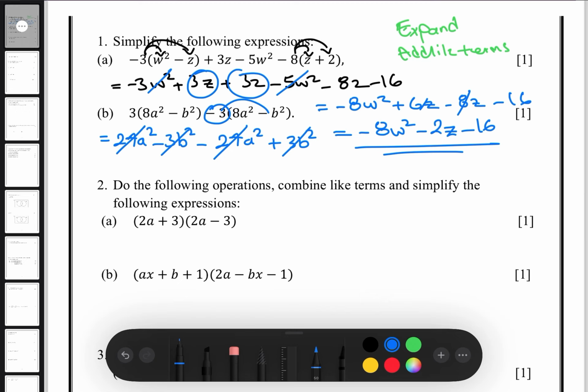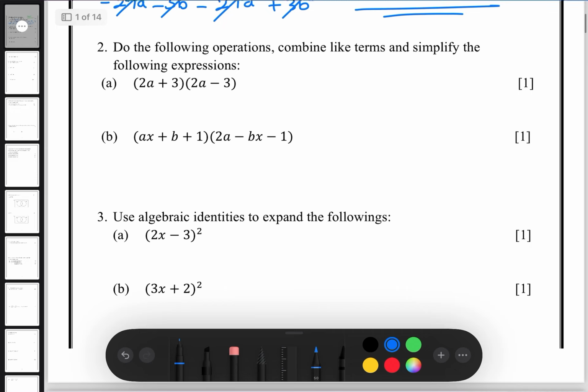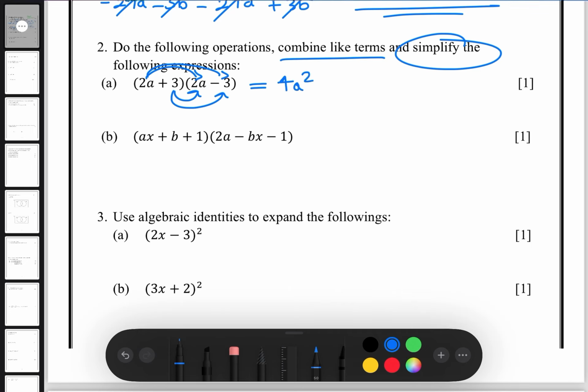Let me just double check. All right, and yep, that's it. So they cancel out. Let's take a look at the next one. Do the following operation, combine the like terms and simplify the following expression. So this is actually giving us a hint on how to solve them. Again, we just have to expand these. We just have to do 2a times 2a, 2a times -3, and then 3 times 2a, 3 times -3. So 2a times 2a is going to give us 4a squared. 3 times 2a is going to give us 6a. And then we multiply 3 by 2a again. So that's going to give us plus 6a minus 9. So we're going to be left with 4a squared plus 12a minus 9.